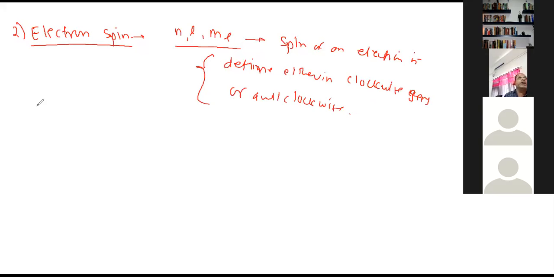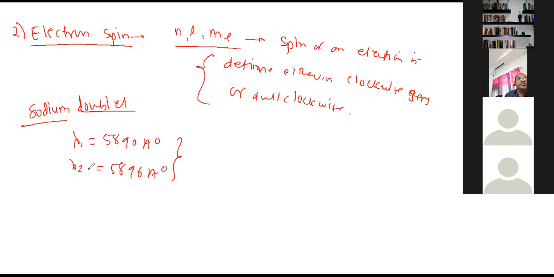Is it right? For example, I have given the example of sodium, the sodium doublet. If you take the sodium doublet, you have lambda 1 as 5890 Armstrong unit and lambda 2 as 5896 Armstrong unit. Why does this happen, or why does doublet splitting occur? Due to the spin motion. Are you getting? Due to the spin motion of an electron. So the spin of an electron is also definite.